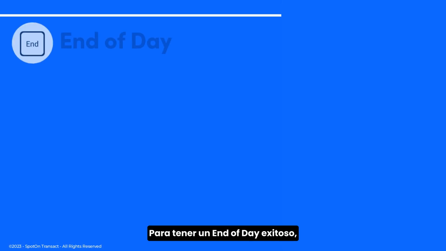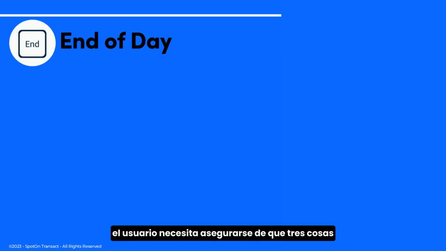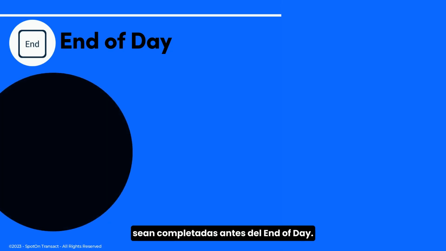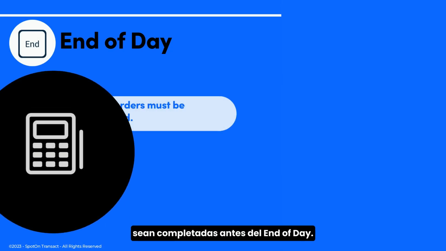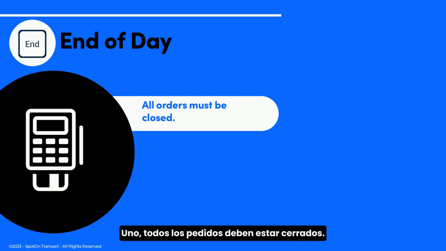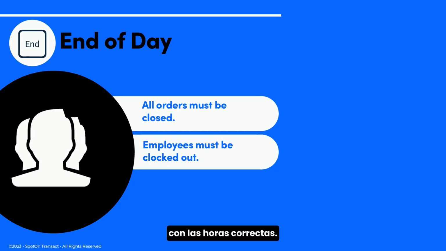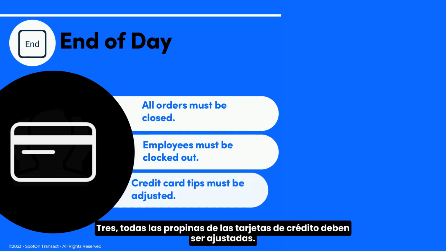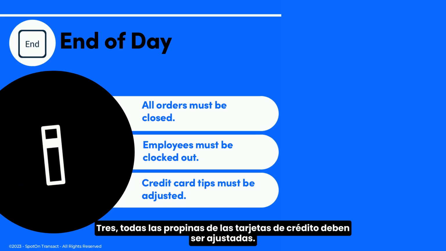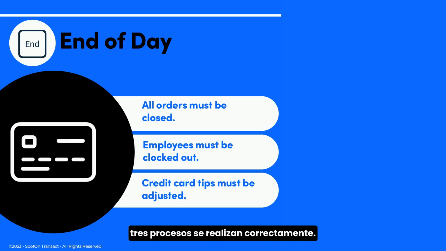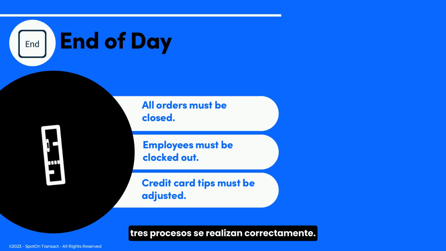To have a successful end of the day, the user needs to make sure 3 things are completed before leaving for the day. 1. All orders must be closed. 2. All employees must be clocked out with the correct hours. 3. All credit card tips must be adjusted. Here is how to ensure these 3 processes are performed correctly.